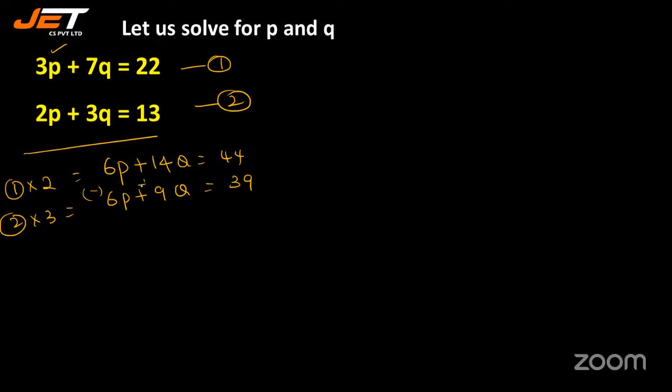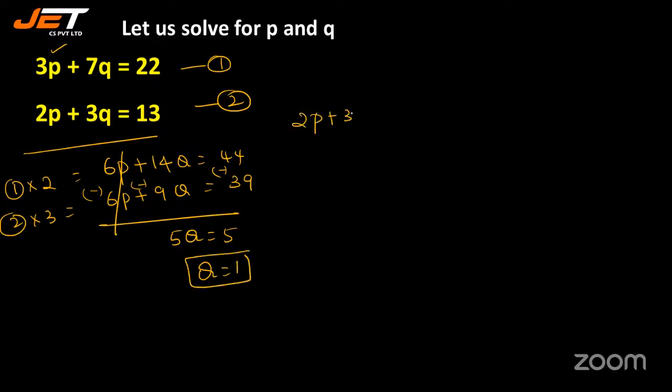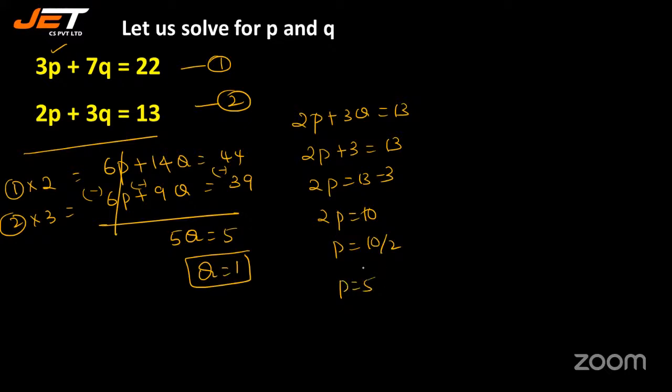Right? So now let us subtract. So p will get cancelled. So 14 minus 9, 1, 2, 3, 4, 5. So 5q is 5. So q becomes 5 by 5, which is 1. Now let us get the answer for p. So we know q is 1, so it is 3. 2p is 13 minus 3. 2p becomes 10. p is 10 by 2. So p is 5.